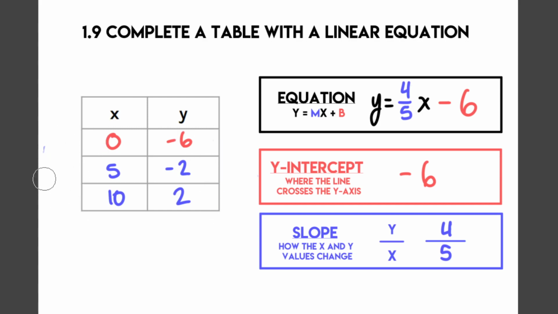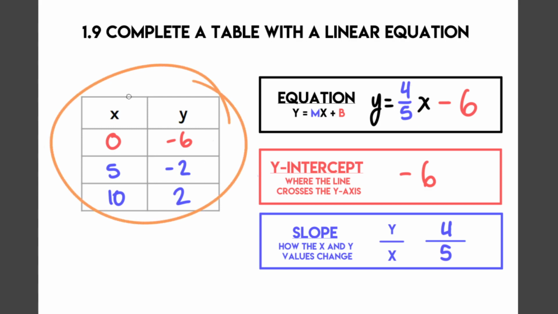Cool? So once again, I organize the information so it makes it very easy for me. You're always going to start at your y-intercept, and then this is how your y value grows, and this is how your x value grows. Use those two, and you will never not be able to complete a table.